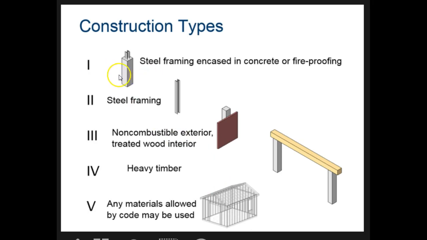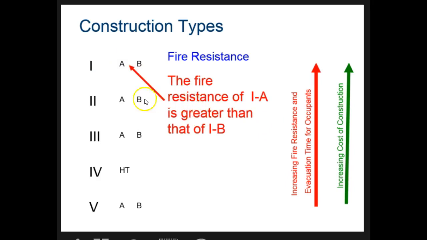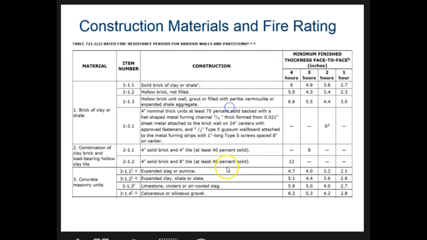Here's a thing that shows the different construction materials. Up here we have to have concrete encased steel. Here it's just steel. Why is this better for fires? Because in very hot fires, the steel will melt and it will crush. Here we have non-combustible exteriors and treated wood, and so on going down. For many of these categories, we also break it down into a 1A and a 1B. The 1A is basically a greater amount of fire resistance than the 1B.